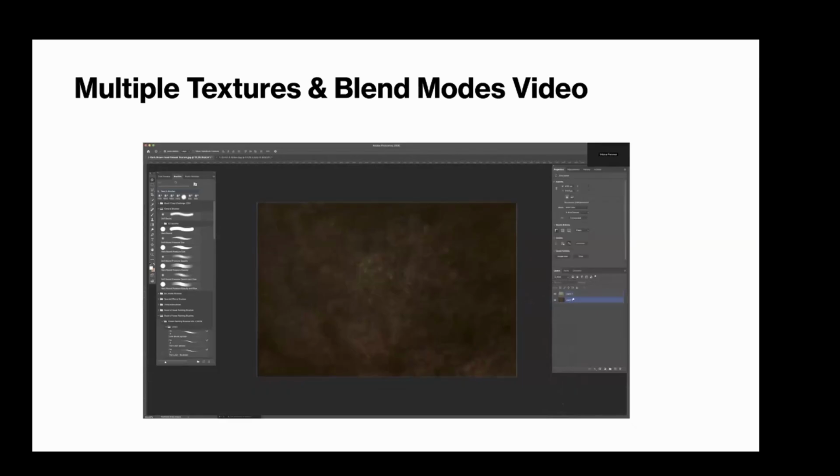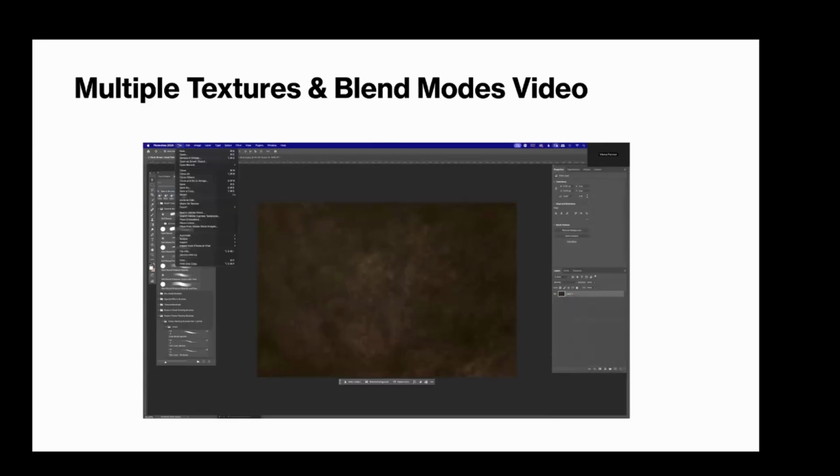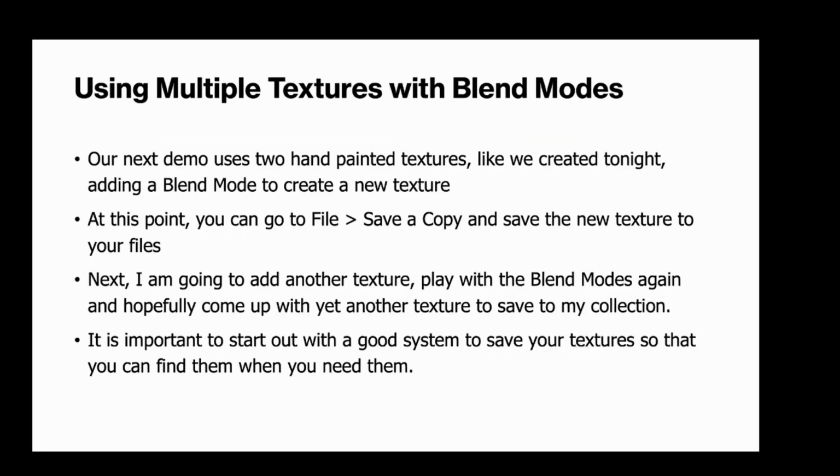Then I could just merge these 2 layers and save that as a file copy. So I would just merge these 2. Merge layers and file, save a copy, and save this as a new texture. Our next demo uses two hand-painted textures like we created tonight, adding a blend mode to create a new texture. At this point, you can go to File, Save a Copy, and save the new texture to your files.